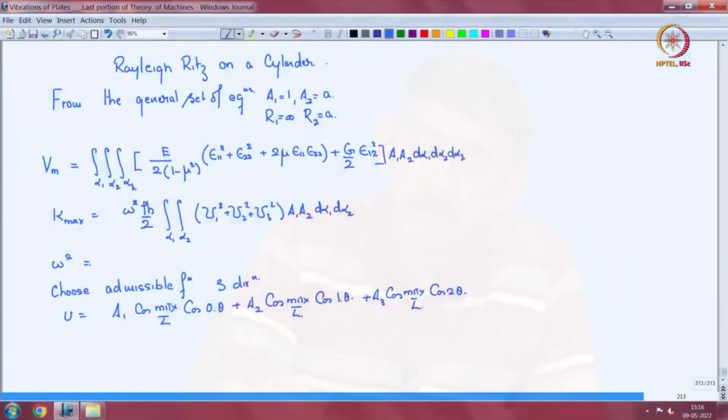So, welcome to this next lecture on vibrations of plates and shells. In the last class I was talking of Rayleigh Ritz for a cylindrical shell. So far I had spoken only on flat structures. So, I am just giving an example of a curved structure over here.